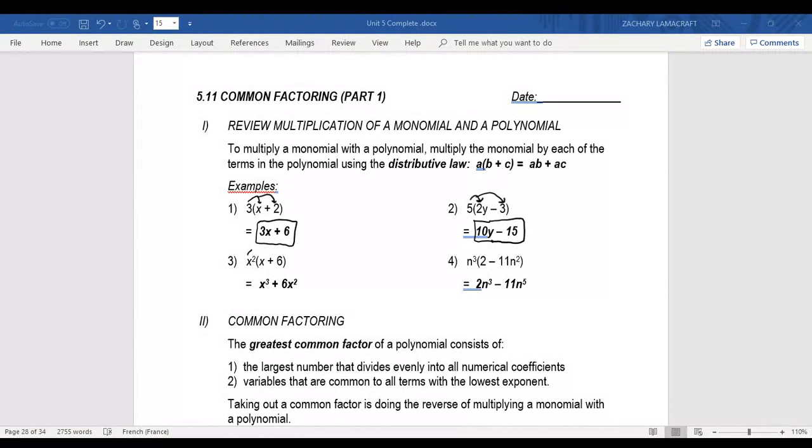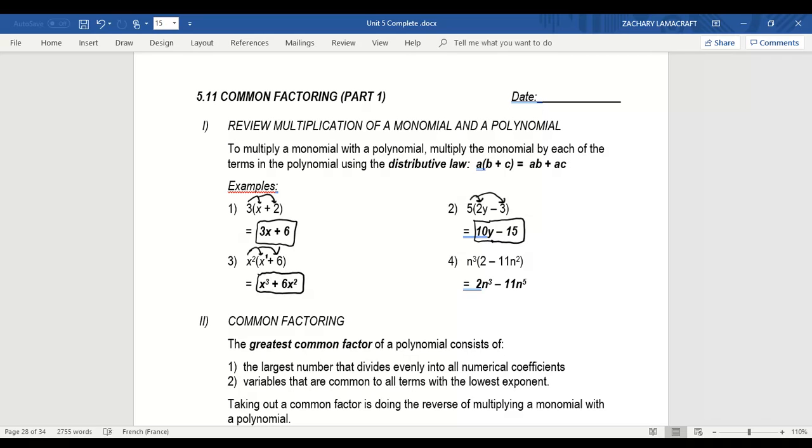Sweet. Sorry, guys. So again, it's x squared times x and x squared times positive 6. Remember, when we're multiplying with exponents, we just add them. So the x by itself, we imagine there's a 1 up there. So it'd be x to the 3 and then 6x squared.